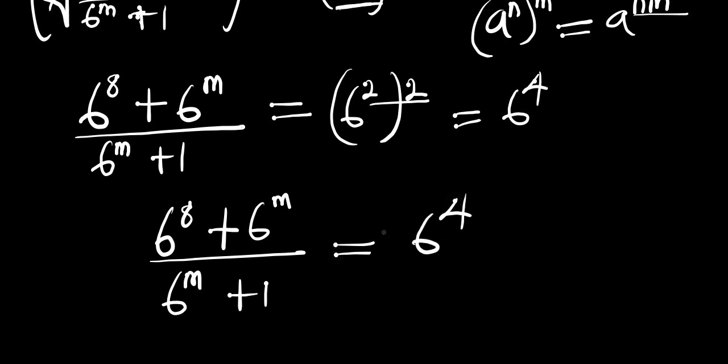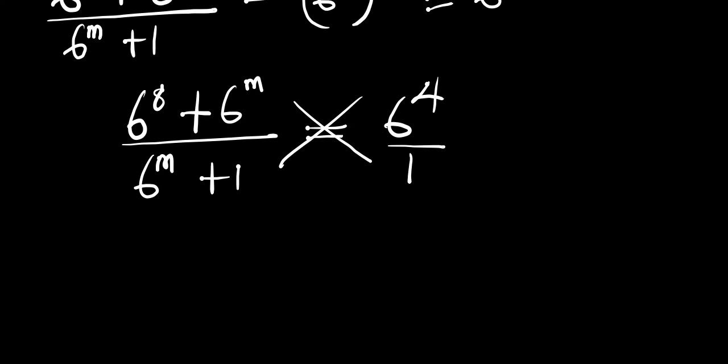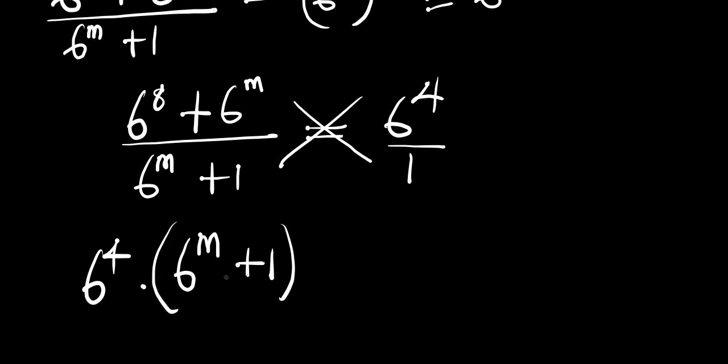The next thing is for us to cross multiply. Recall, this is divided by 1. So if we cross multiply, that means we are going to have 6 to the power of 4 times 6 to the power of m plus 1. Then we have this equals 6 to the power of 8 plus 6 to the power of m.